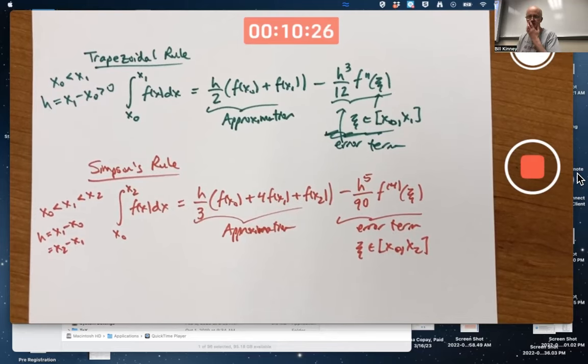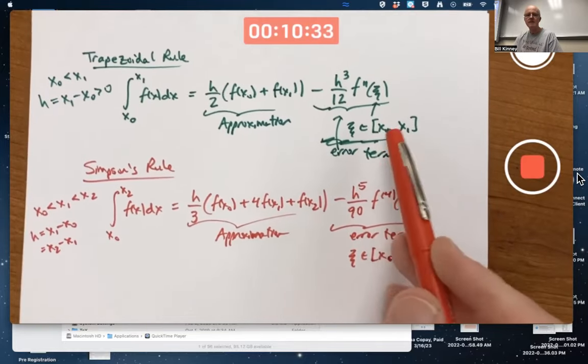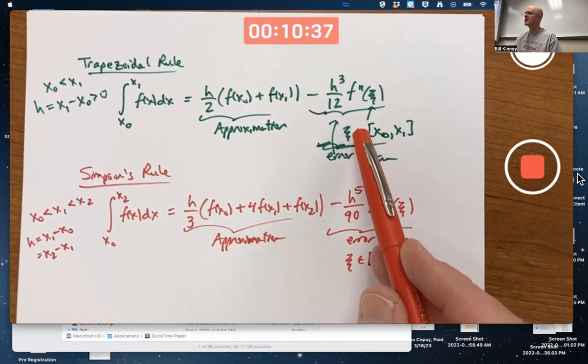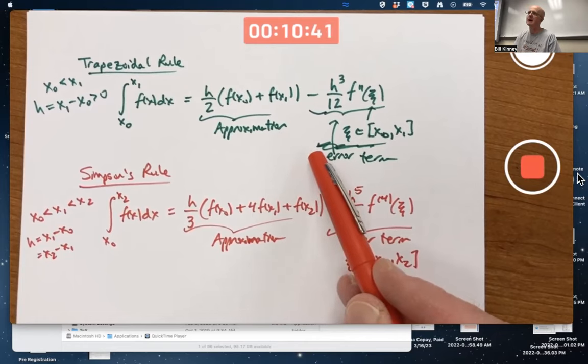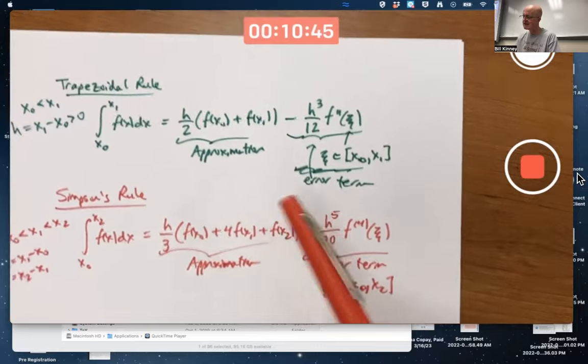Do notice, again, that these error terms have minus signs. I probably should include the minus sign in there. So, for example, with the trapezoid rule, if the second derivative on the interval happens to be positive, then the error is going to be negative. And if the second derivative is negative, then the error is going to be positive. Does that make intuitive sense?